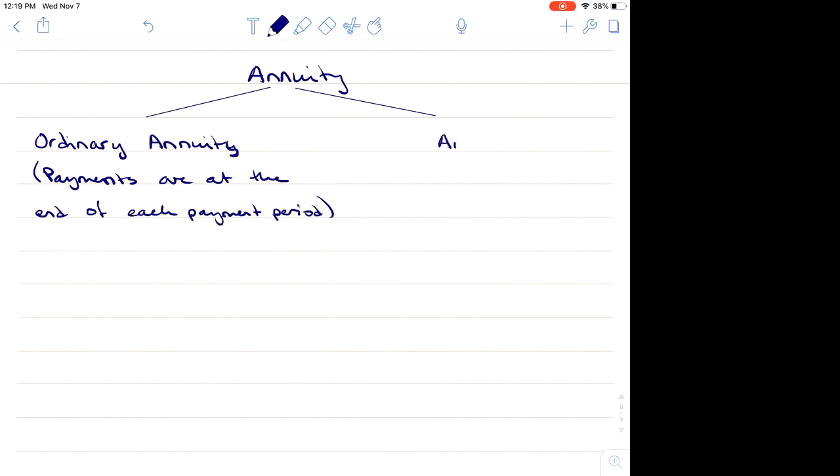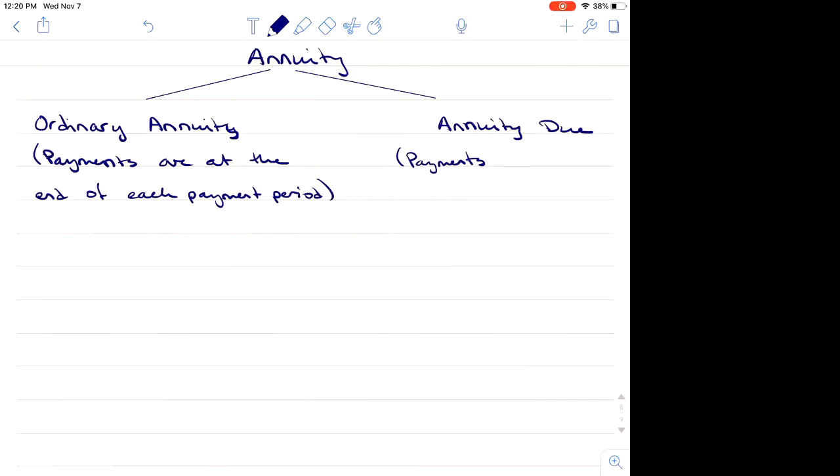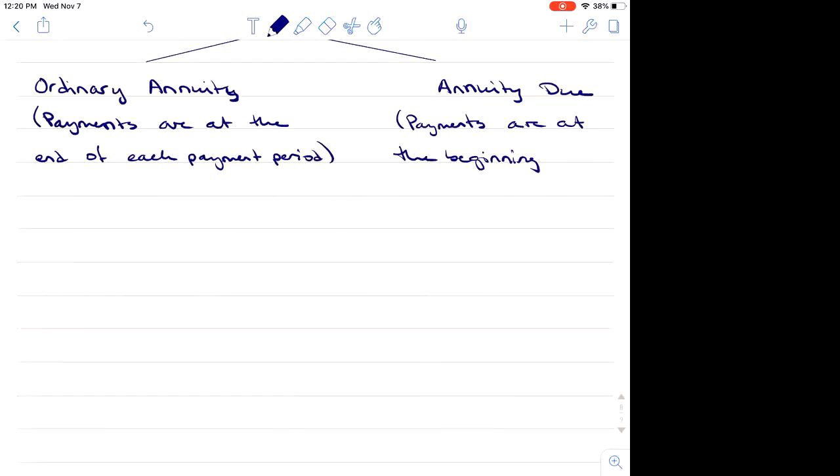Or we can have an annuity due, where payments are at the beginning of the payment period. They're due at the beginning. So payments are at the beginning of each payment period.